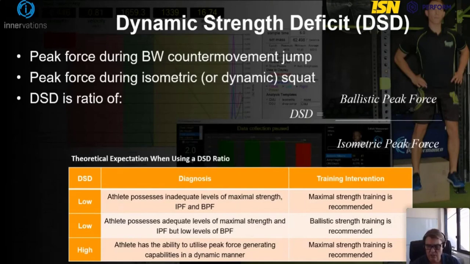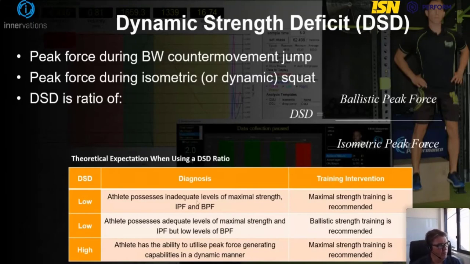It's fairly easy to determine with a force platform: the determination of the peak force during a bodyweight counter movement jump, which we just went through, and then measuring the peak force during an isometric squat. You can use a dynamic squat, but we tend to use an isometric squat. The DSD is just the ratio of this ballistic or counter movement peak force divided by the isometric or squat peak force, and that gives you the dynamic strength deficit. So how do we interpret this?